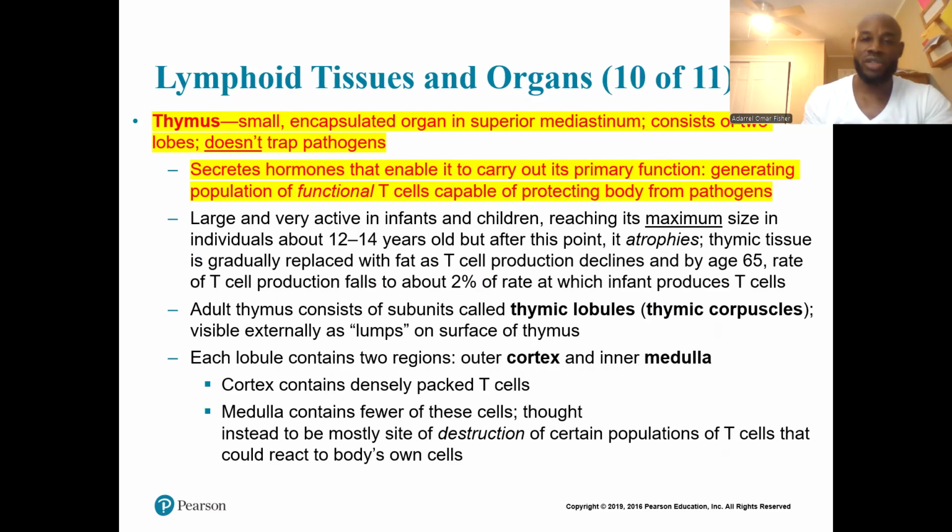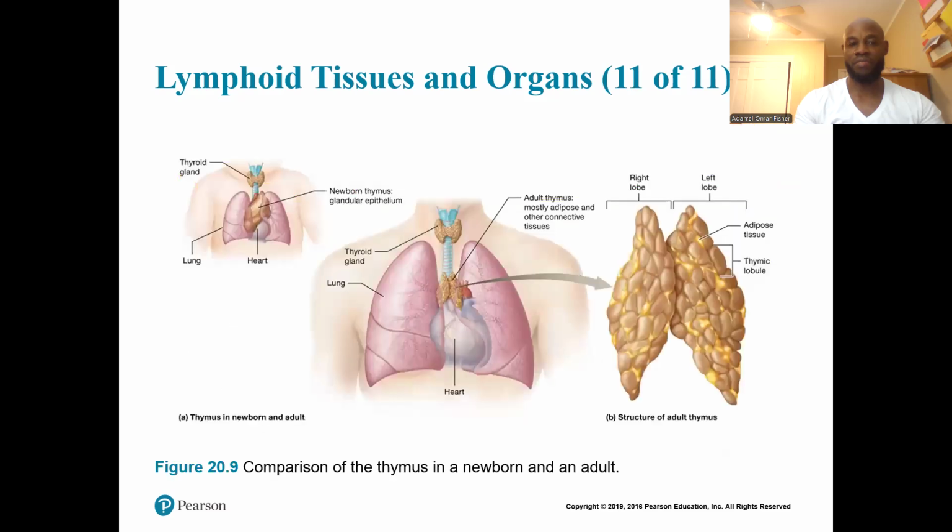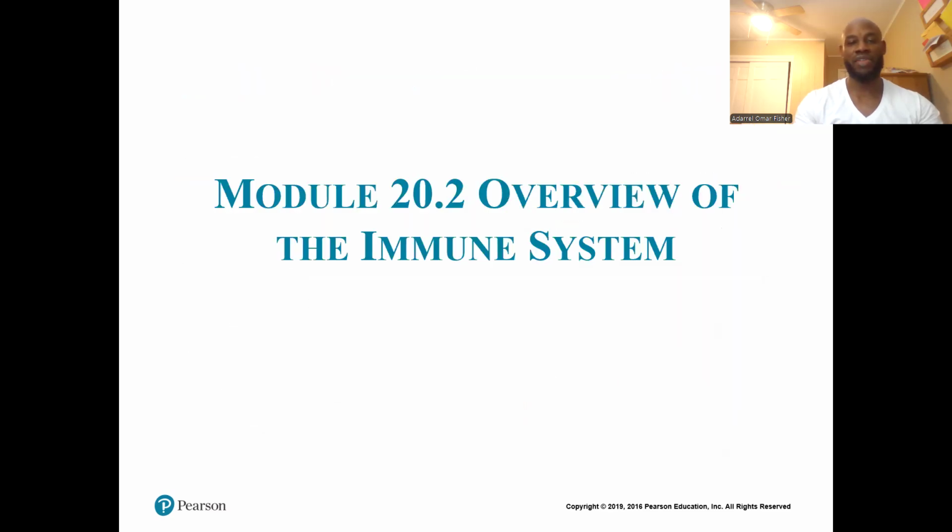We also have the thymus, which doesn't trap pathogens, but secretes hormones that enable it to carry out its primary function, which generates T cells, functional T cells, which help protect the body from pathogens. The thymus is larger when you're younger, gets smaller as you get older, less productive as you get older. It has an outer cortex and an inner medulla. Cortex contains densely packed T cells, right? And we're going to talk about what those T cells do later on in this chapter. And that's the thymus, right?